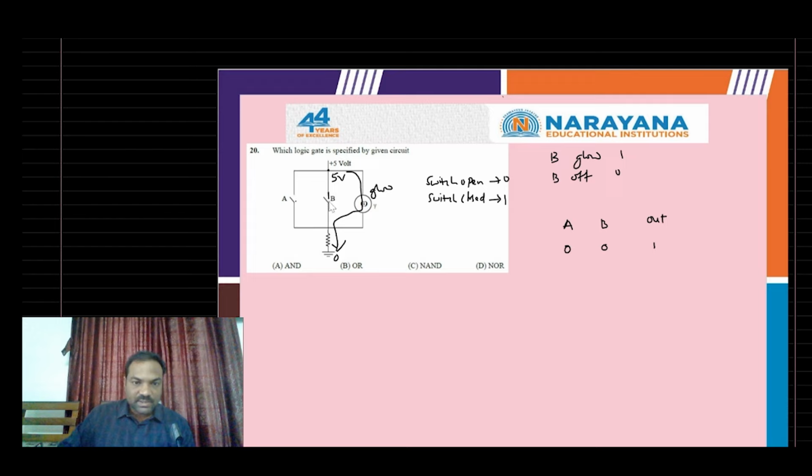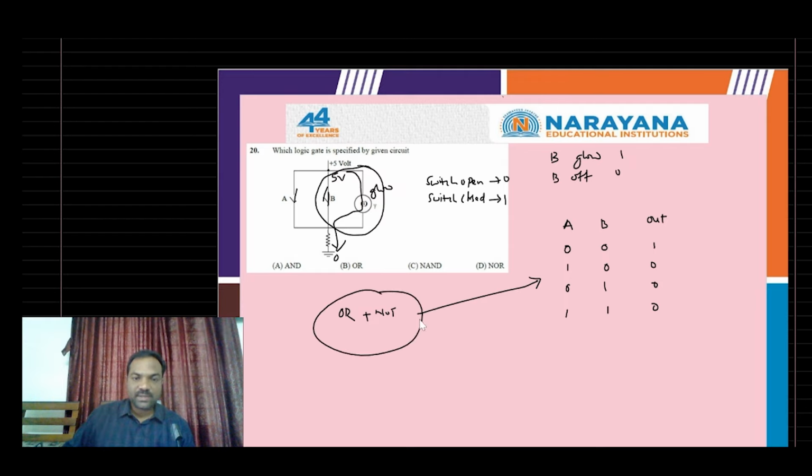If anything is closed, then automatically what will happen? Bulb will get short circuited. So the bulb does not glow. That means for 1 0 you will get 0. Even 0 1 also you will get 0. Even 1 1 means A is closed, B is closed. Even if any one is closed, it's a short circuit. For 1 and 1 also you will get 0. So the truth table is exactly opposite to the OR gate. For OR, if you add NOT, then this is the result you will get. So the given thing will represent the NOR gate.